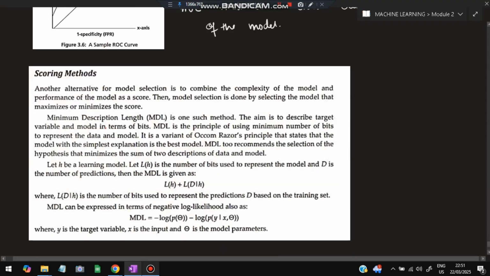The last one is the scoring method. In the scoring method, we combine the complexity of the model and the performance into a score. Then model selection is done by selecting the model that maximizes or minimizes the score. So we'll be using minimum description length, MDL. That is one such method with which we can find the minimum description length.